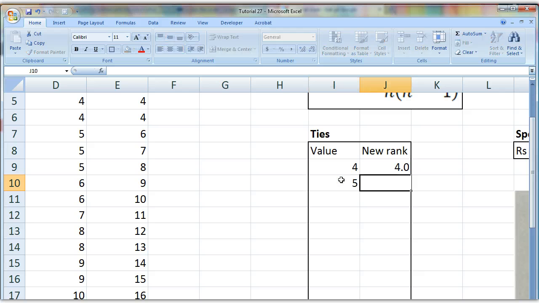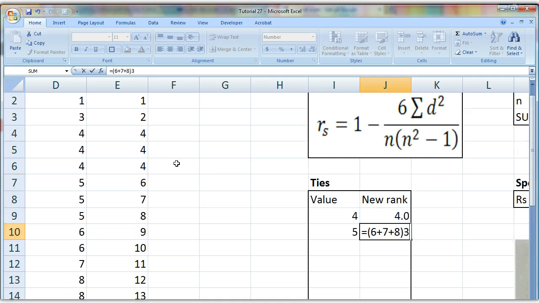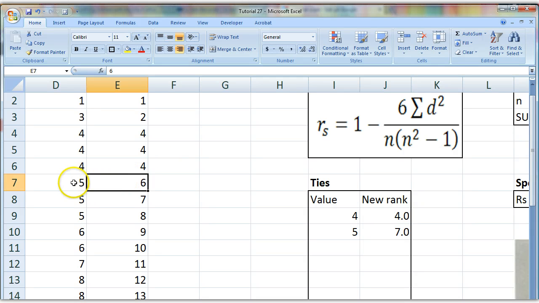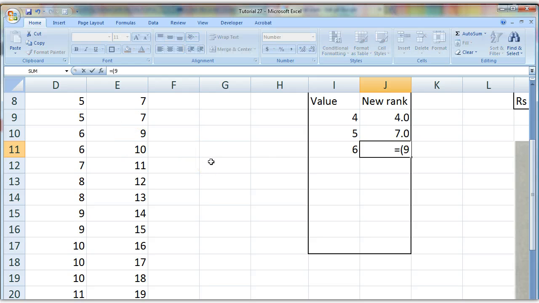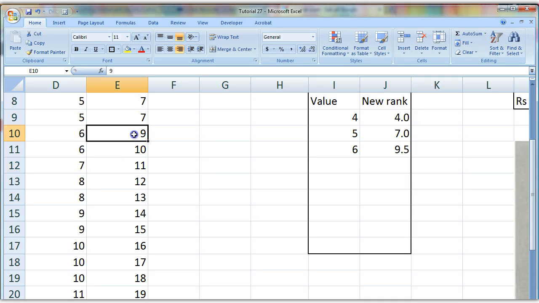The value 5 needs to be dealt with, so we're going to write parentheses 6 plus 7 plus 8. We're going to divide that by 3. 7. So we give all of these people with 5 AFK friends the rank of 7. We do the same thing if you have 6 friends, and then we're going to have to add 9 plus 10 divided by 2 because we have 2 observations, and we get 9.5. So they have 9.5 rank. There we go.